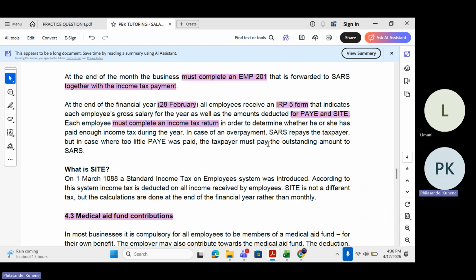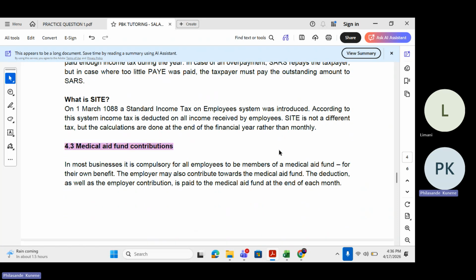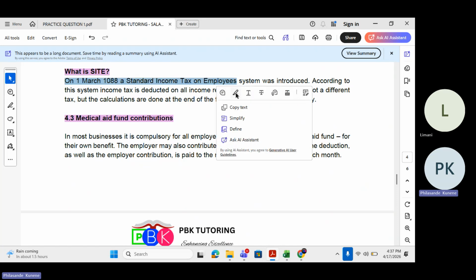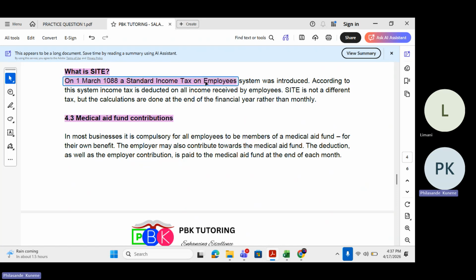But if you underpaid them, they will request you to pay more, right? Then what is SITE? I did say this is standard income tax on employees, right? On 1 March 1988. This is a very long time ago, right? A standard income tax on employees system was introduced. According to this system, income tax is deducted on all income received by employees. Standard income tax on employees is not a different tax, but the calculations are done at the end of the financial year rather than monthly.